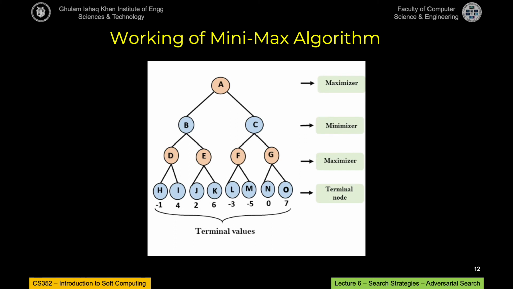In the first step, the algorithm generates the entire game tree and applies the utility function to get the utility values for the terminal states. In the tree diagram, you can see, let's take A as the initial state of the tree. Suppose maximizer takes the first turn, which has worst case initial value -∞, and minimizer will take next turn, which has worst case initial values +∞.